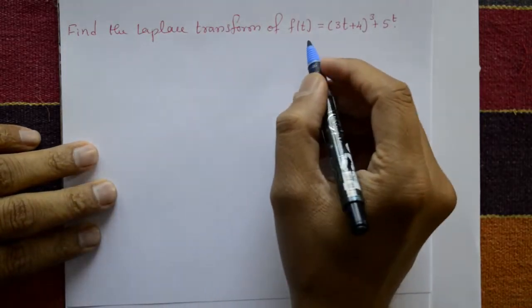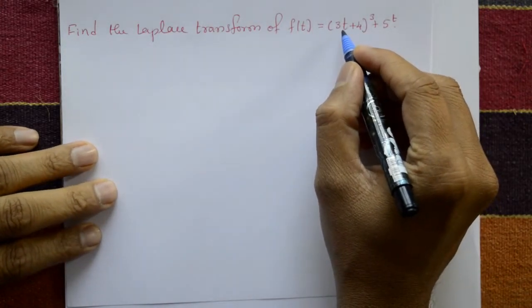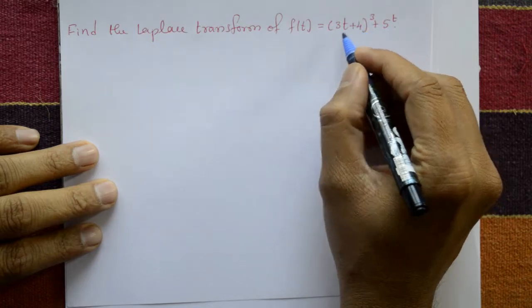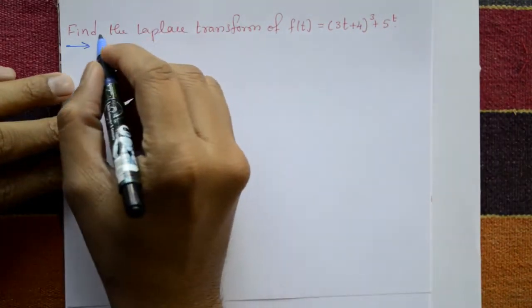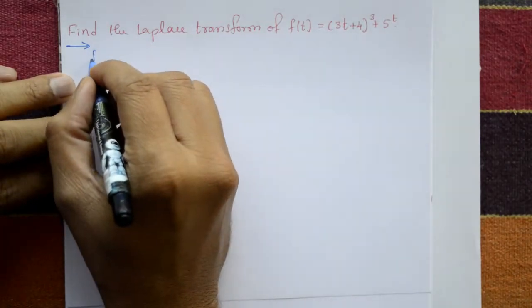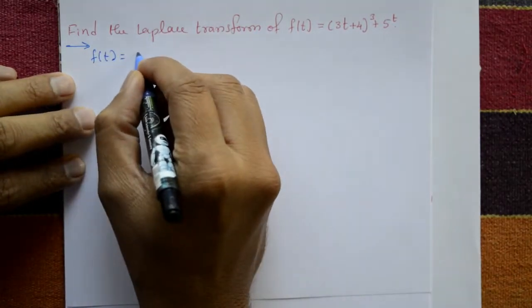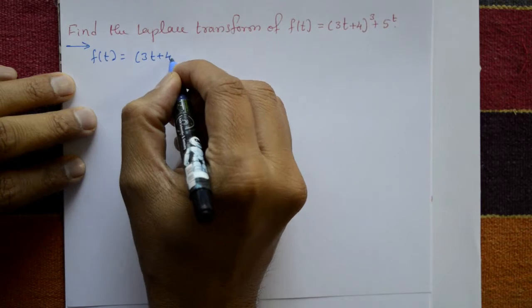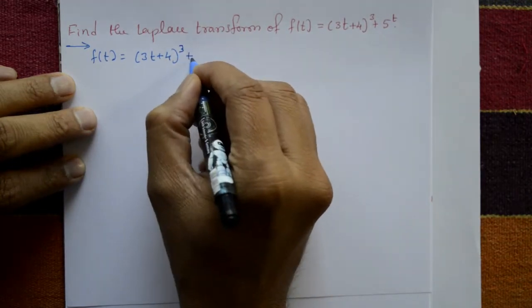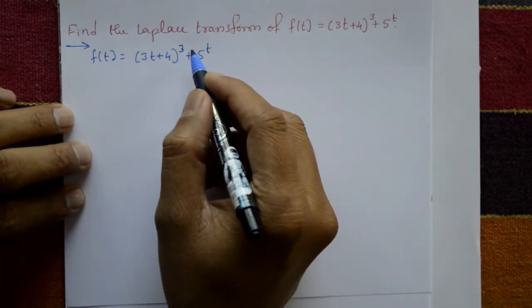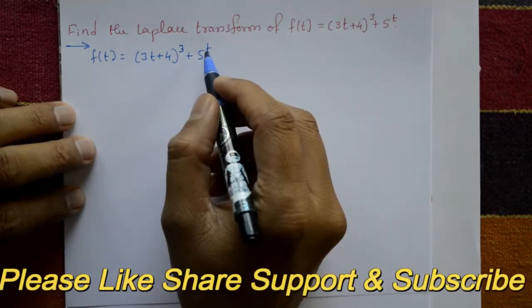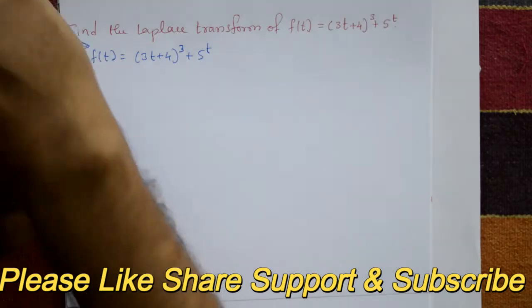Find the Laplace transform of f of t is equal to (3t plus 4) whole cube plus 5 raised to t. Okay, find the Laplace transform. Now given f of t is (3t plus 4) whole cube plus 5 raised to t. Okay, this is not a standard form. First convert into standard form, then apply the Laplace transform.